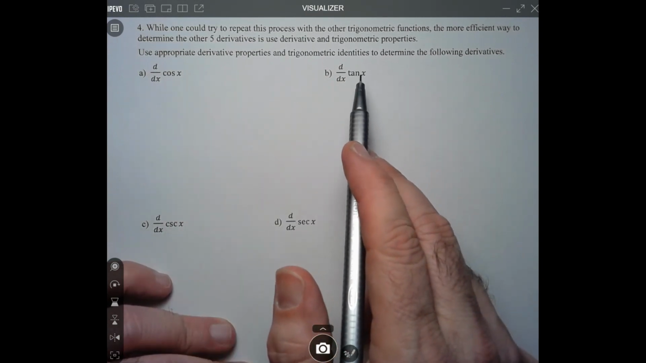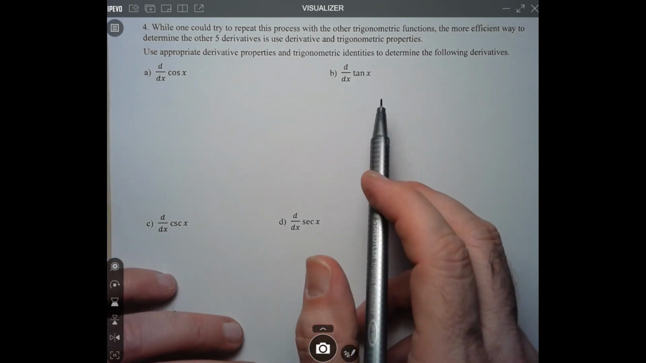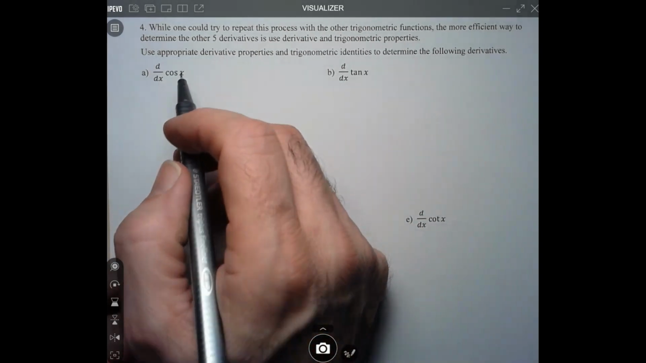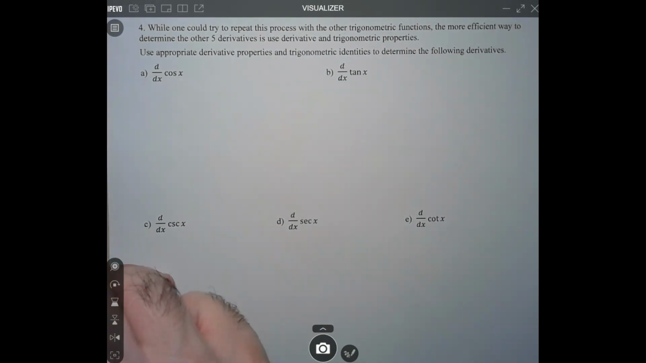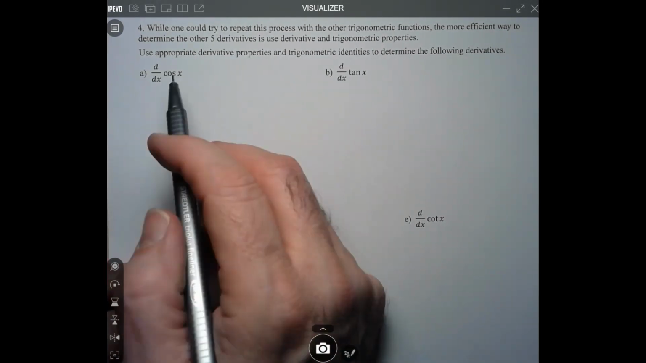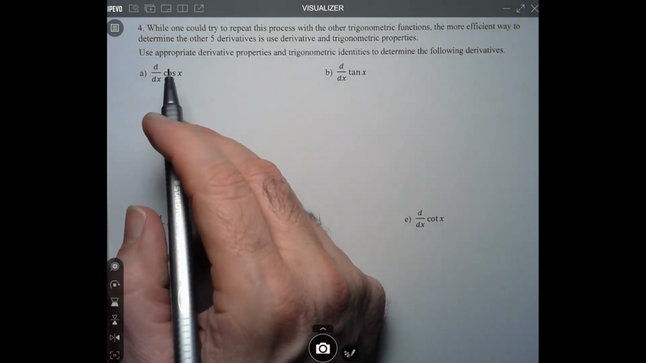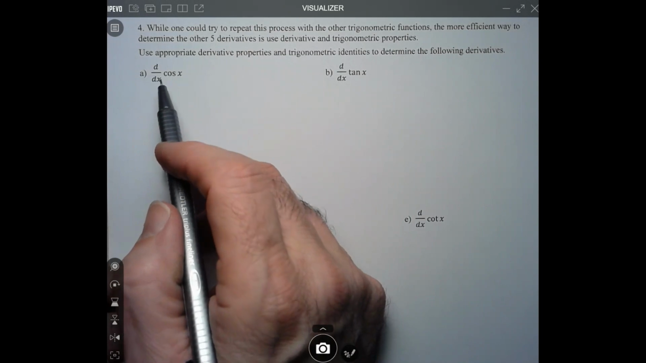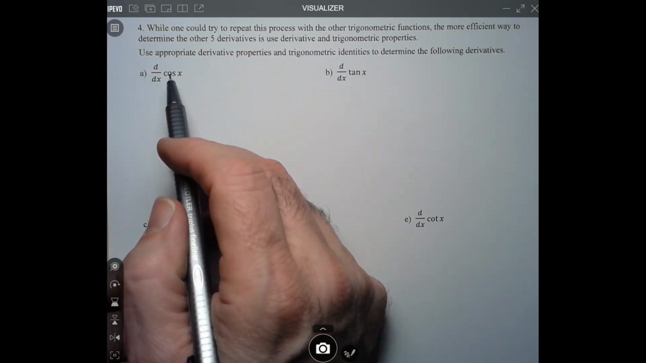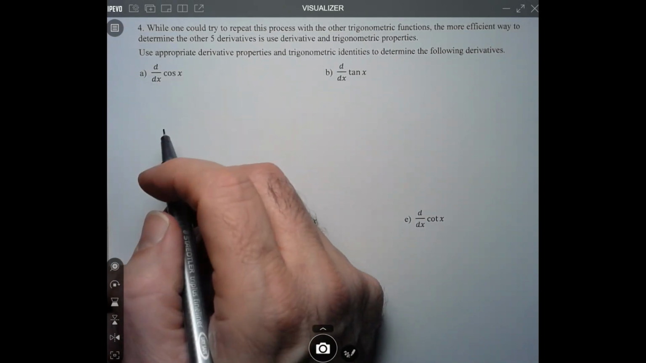Tan x, how can I write tan x using those two functions? This one here might be the one where you have to check your formula sheet, okay? And I'll give you a bit of a hint. You might want to look at your correlated angle identities in order to write cos x as a sine function, for which you should now be able to take the derivative.